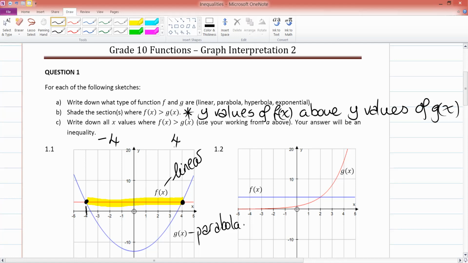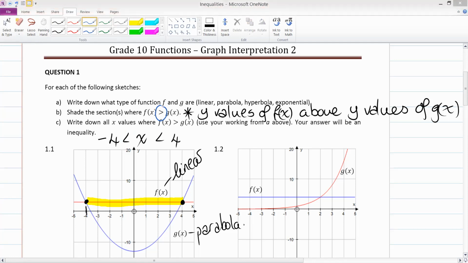So between which x values is the graph f of x strictly above g of x? It's between -4 and 4. Now look, you see here, there was no equal sign there. So our answer must also match, okay? So any questions relating to what I just explained? No? No, ma'am. Okay, awesome. So that's our first answer, okay, for 1.1.